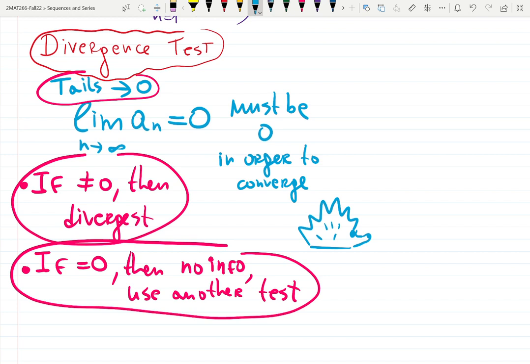If the tails do not go to 0, we eliminate even talking about the series. It diverges. That's why it's called the divergence test. But if the tails do go to 0, we need another test to check what the series is doing. Just like with the hedgehog, if it's pointy, it can be something else.